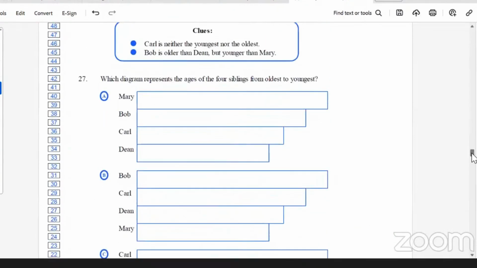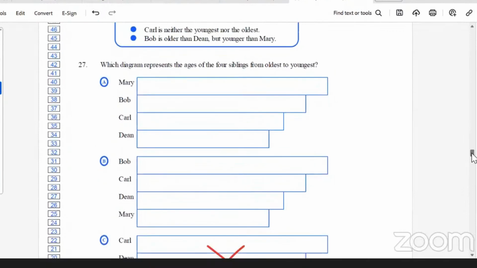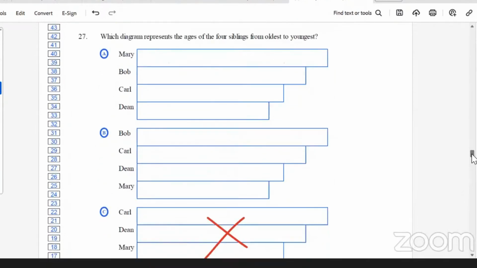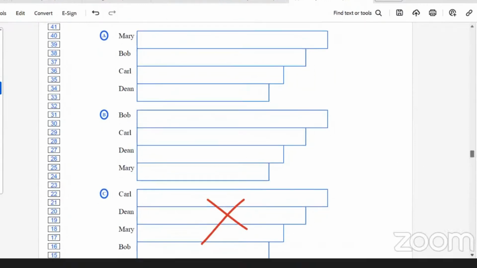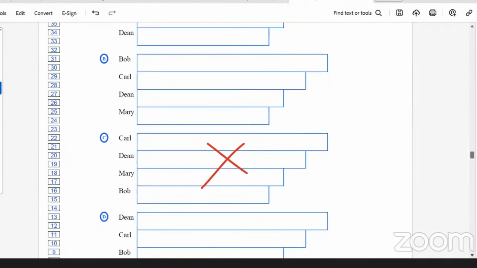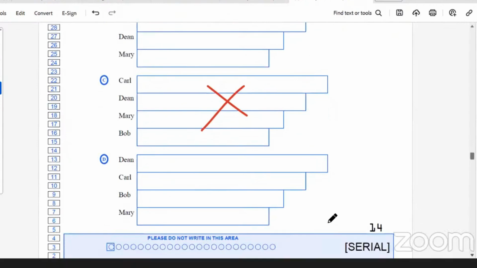And it says Bob is older than Dean. All right, Bob is older than Dean. These two, that's correct. We're doing it a little by little, right? So Bob is older than Dean. Again, that one we already crossed out. Bob is older than Dean, so this one would not be correct either because this one has Dean being older. So that is also incorrect.